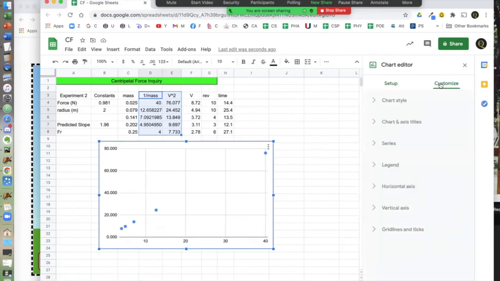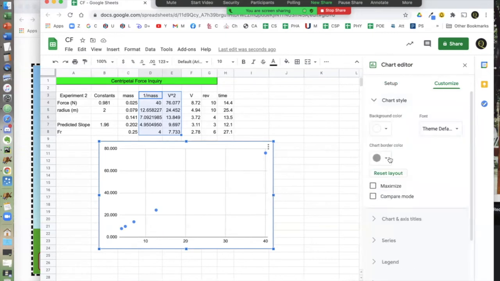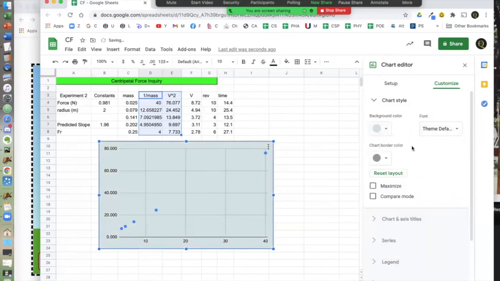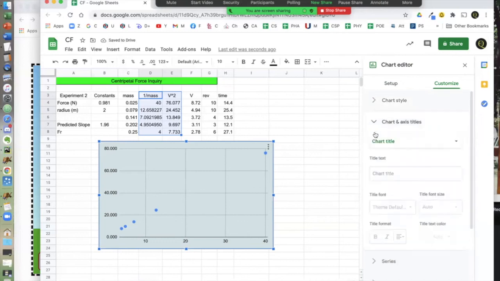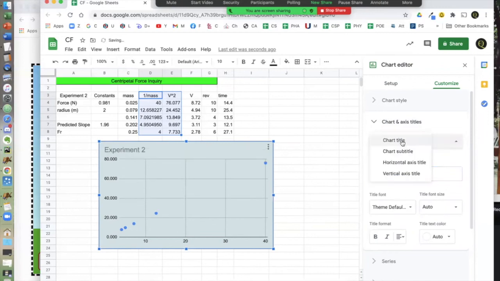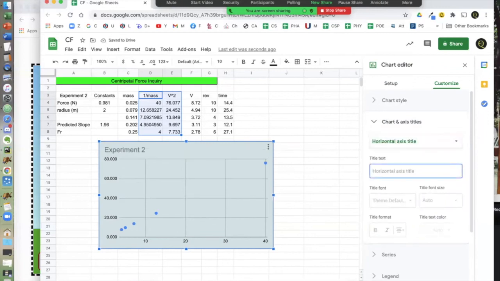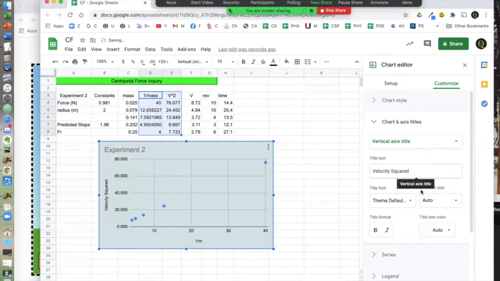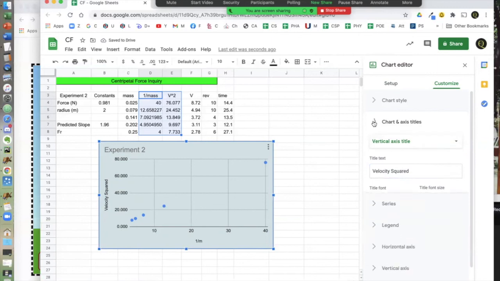Then you need to go to the customize part, and you could change the chart style, if you want to change the background color to something pretty. It's not very pretty. All right, then chart and axis titles. For the chart title, I'm just going to do experiment 2. The horizontal axis title is 1 over M, and the vertical axis title is velocity squared. Okay, and that's all not that important stuff.